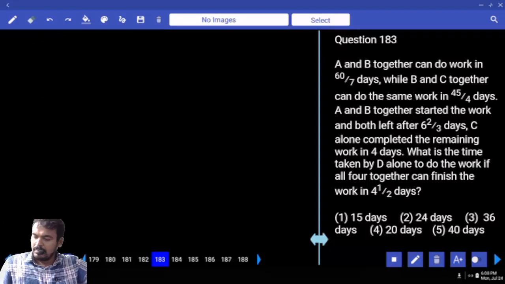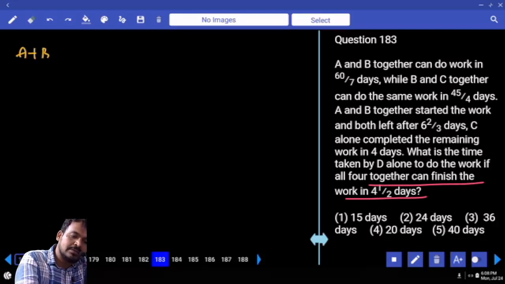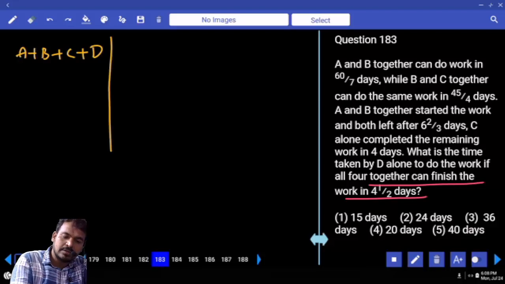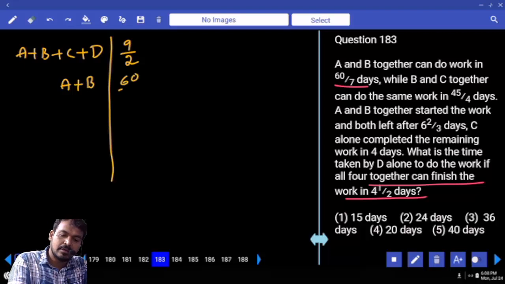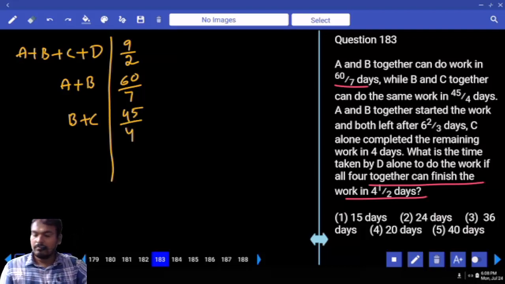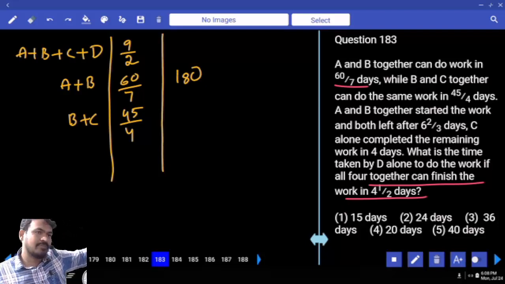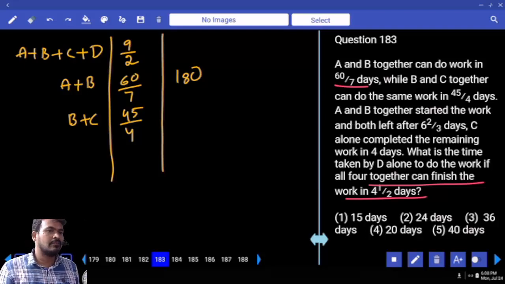4.5 days. First of all, the 4 persons can finish the work in how many days? 4.5 days. A plus B plus C plus D together in 4.5 days. 4.5 means 9 by 2. Only A and B together 60 by 7 days. Only B and C together 45 by 4. First take the LCM of 9 by 2, 60 by 7 and 45 by 4. LCM is 180. LCM of fractions means LCM of numerators by HCF of denominators. 9, 60, 45 LCM 180. 2, 7, 4 HCF 1. 180 by 1 means 180.